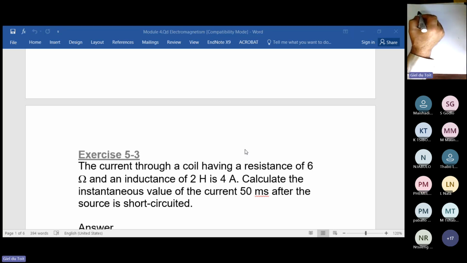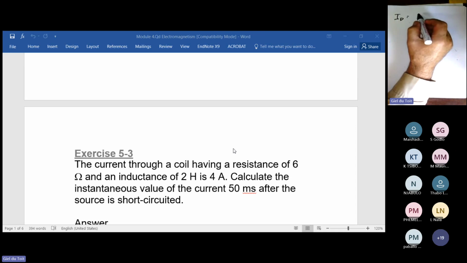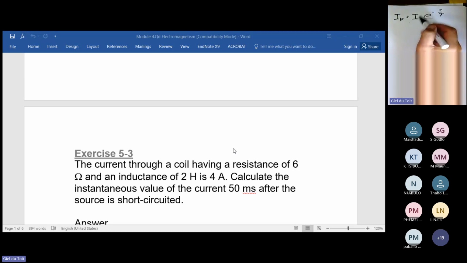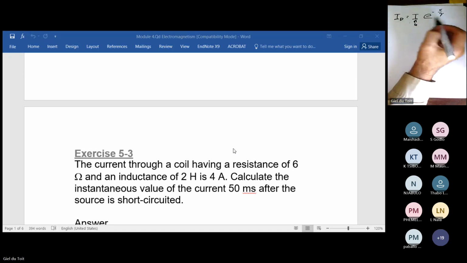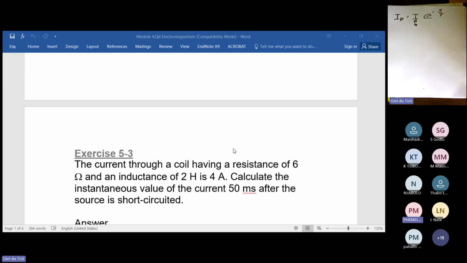So we're going to discharge now. The current for discharging equals, remember my formula that I teach you, I final or I max, what it was. In this case, it's 4 ampere times e to the minus t over tau. Very simple. So this is the 4 ampere. And you know what is tau? Who can tell me what's tau? The time constant?